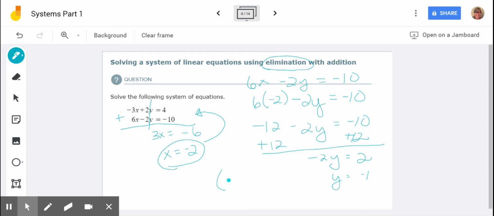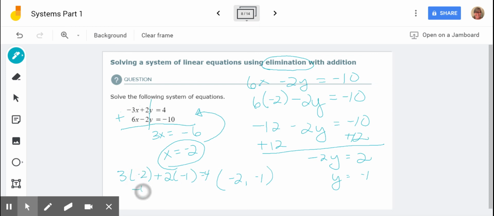So now we've got our x and our y. That is the point where these two lines meet. Double check it by plugging it into the equation you didn't use. I used the second one, so I'm going to go 3 times -2. This is just a check. Nobody's going to ask you to do this on Alex. This is just good practice.